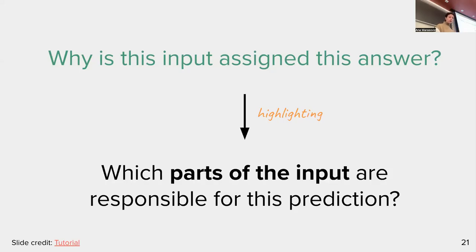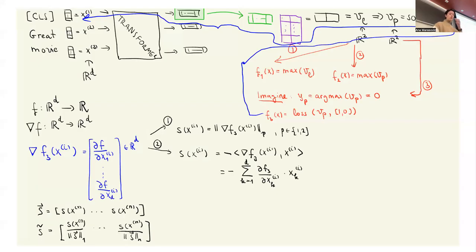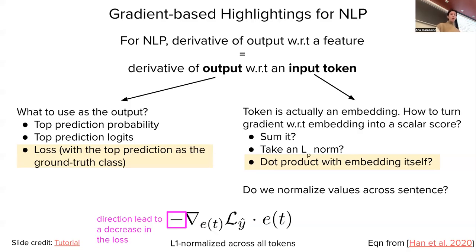Okay, so moving on to another topic, which is addressing our umbrella question of why this input is assigned this answer, by pointing at and highlighting parts of the input that are responsible for the prediction. We started with gradient-based explanations, where we take some function of the input, such as the loss with respect to the predicted class, and then we calculate the gradients with respect to each token embedding. That will give us a gradient of the size of the input embeddings, which is not desirable since we want a single importance score for each token. Therefore, we had to deploy some normalizations to squash them into a single number. And we don't want just the importance of each token, we want importance relative to other tokens in the input. So we also normalize with respect to all the other importance scores in the input. That's one way to go about it.